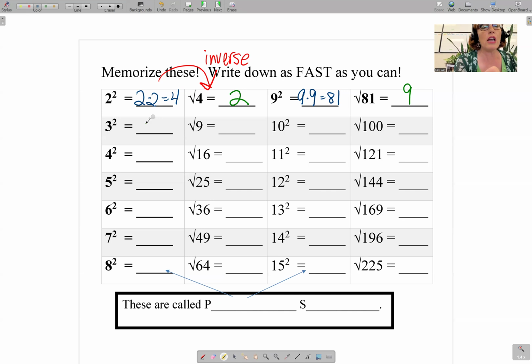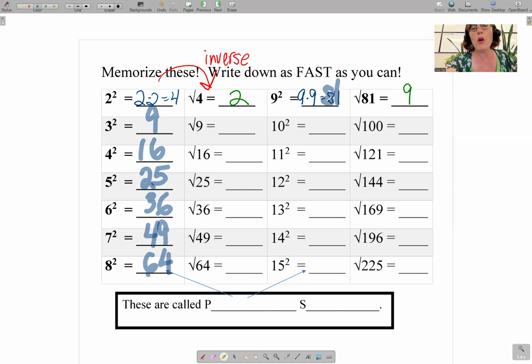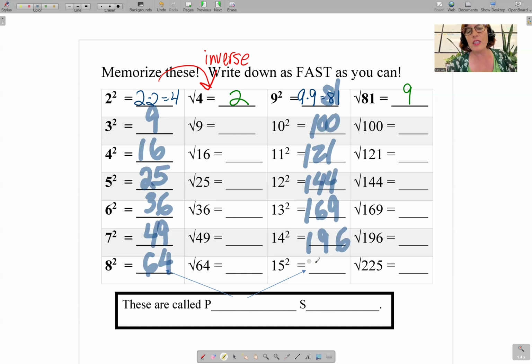3 squared is 9, 4 squared is 16, 5 squared is 25, 6 squared is 36, 7 times 7 is 49, 8 times 8 is 64. We already did 81 here. This is 100, 121, 144, 13 squared is 169, 14 squared is 196. And 15 times 15 is 225. The way I remember this one, if I remember 169 for 14, you just switch it the other direction.